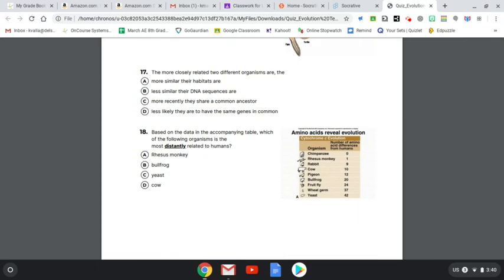17. The more closely related two different organisms are, the A, more similar their habitats are, B, less similar their DNA sequences are, C, more recently they share a common ancestor, or D, less likely they are to have the same genes in common.